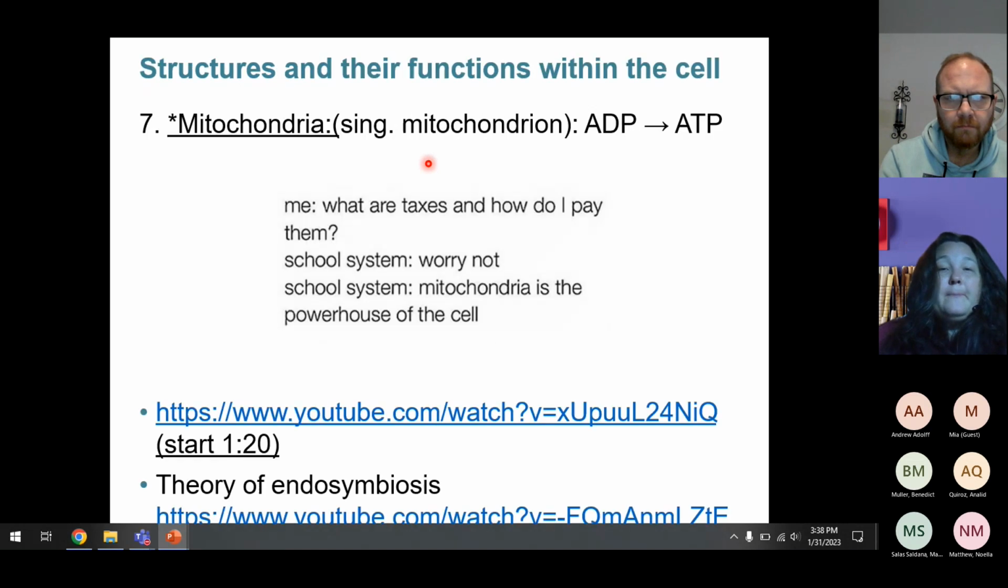Ooh, mitochondria, the powerhouse of the cell. Singular is mitochondrion, not mitochondria. Yeah. Me, what are taxes and how do I pay them? School system, worry not. Mitochondria is the powerhouse of the cell.